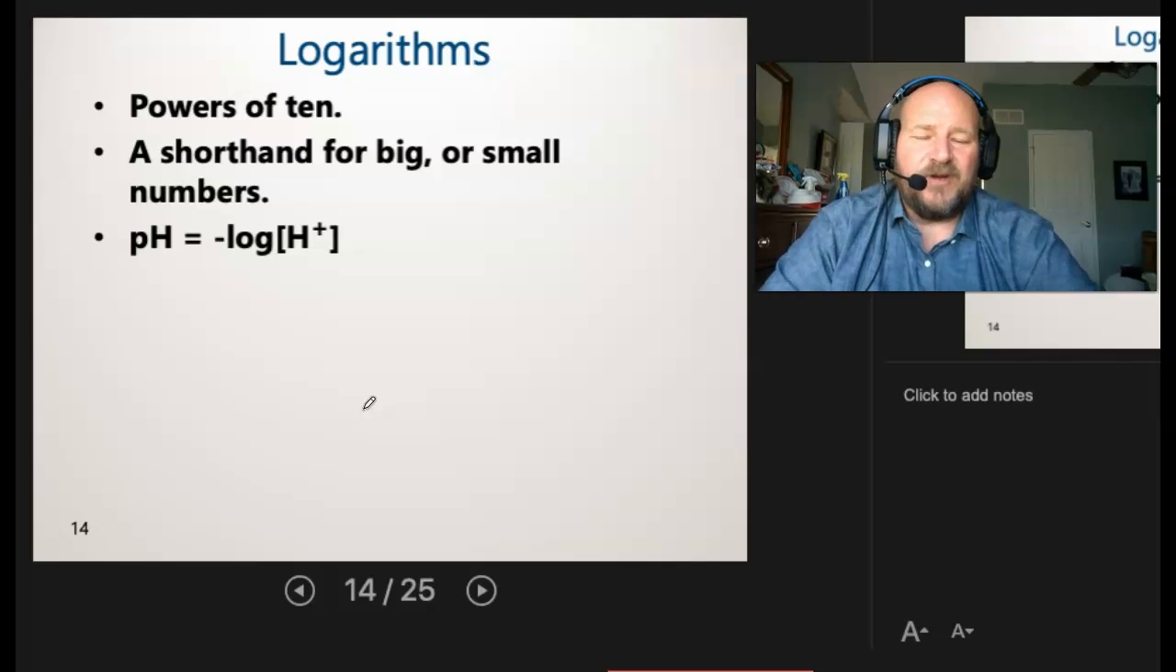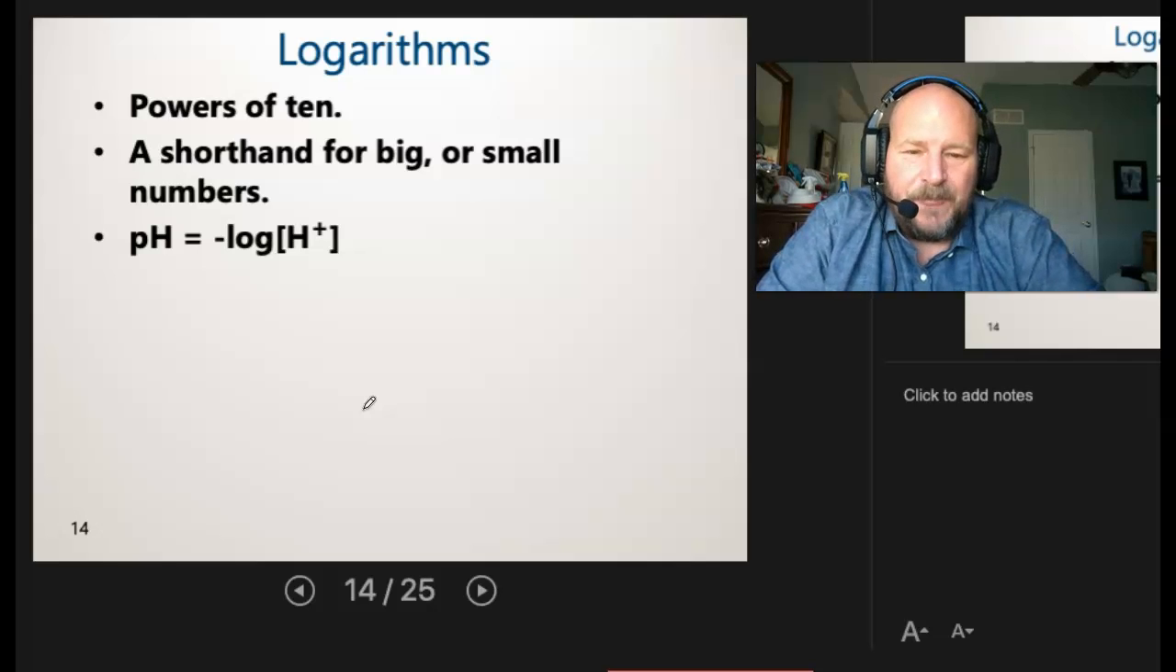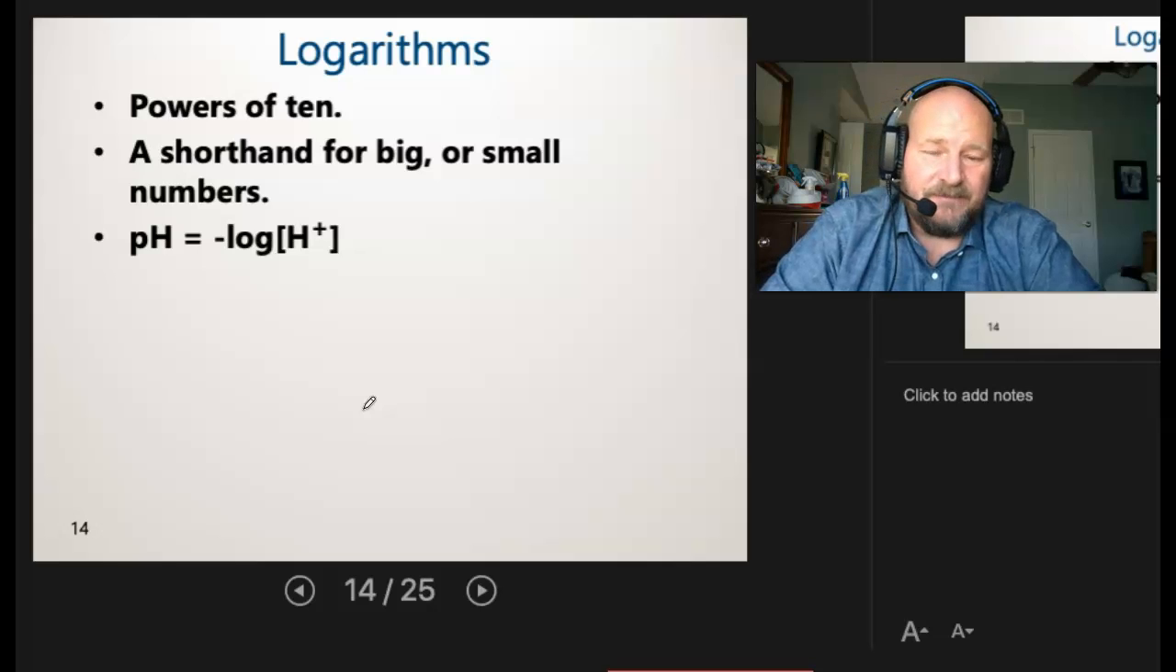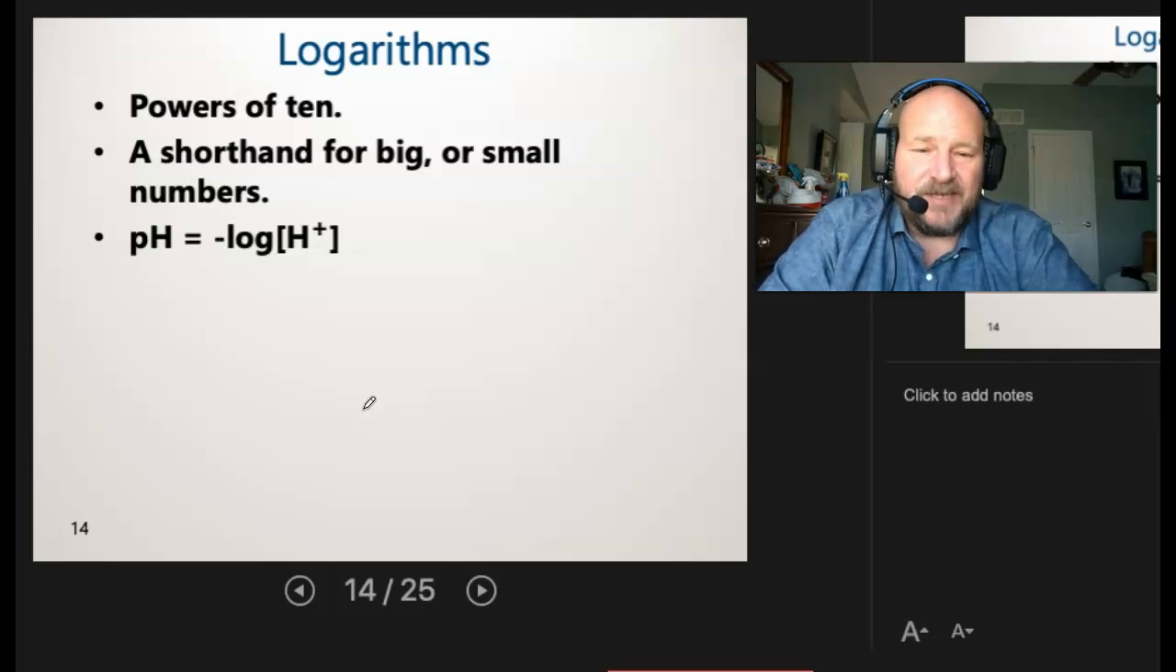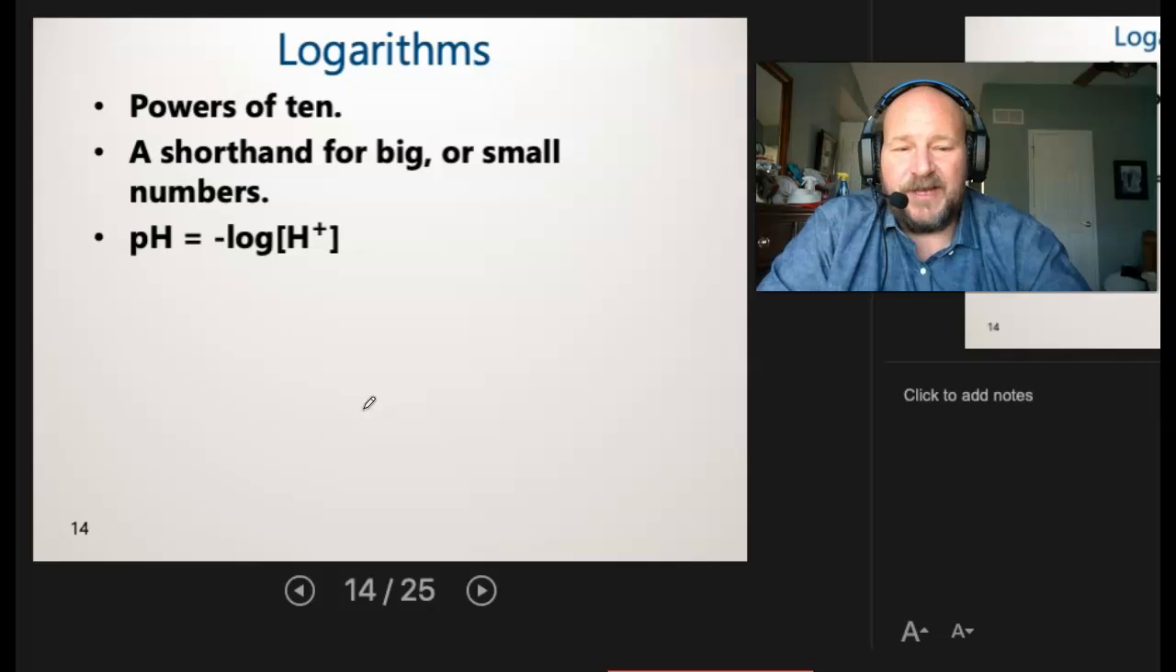So the equation we're looking at when we look at pH is pH is equal to the negative log of the H plus concentration. Now on your exam, you're going to have a calculator. So I'm not going to expect you to memorize how to do these logs, but you're going to have to figure out how to use your calculator. So we're going to go through that.